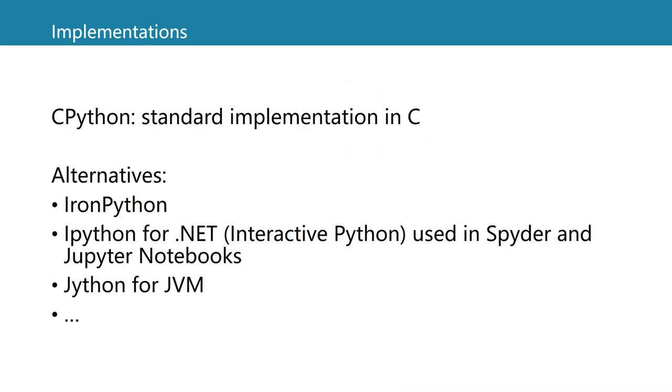Python implementations are coded in different ways. There is the standard implementation in C, the standard code of Python, but there are also alternatives developed for different purposes. An important one that we will use is IPython or Interactive Python. It makes it possible to execute Python in an interactive way, such as in Jupyter Notebooks, that I'll discuss later. There's also, for example, Jython, which is for Java virtual machines.